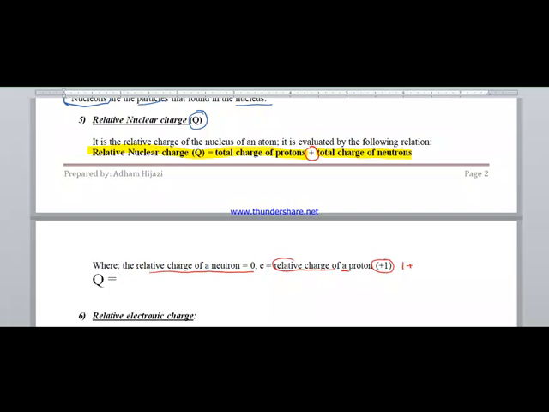To calculate Q, since the total charge of neutrons is equal to 0, we remove it. So Q depends on the total charge of protons. To calculate the total charge of protons, we must know the number of protons, times the relative charge of one proton. The number of protons is always represented by the atomic number Z, times 1+.